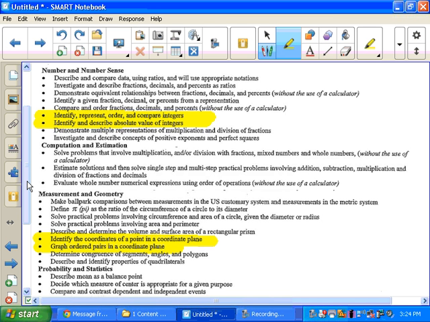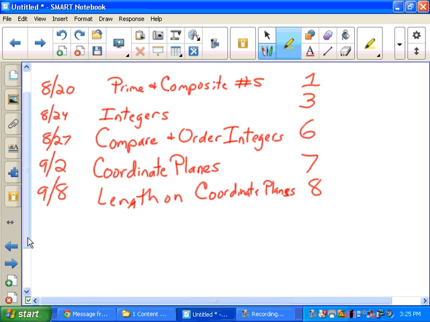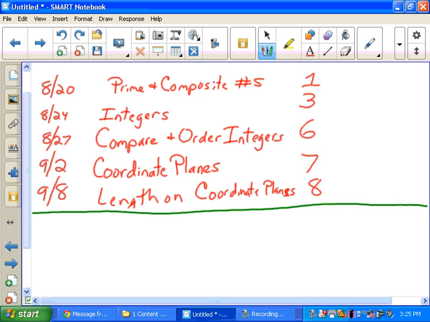When you are done highlighting those 4 topics, we're going to turn to the table of contents and start our next unit. In your table of contents, you already have several things filled in. Those were all from our first unit. So draw a line across there. And our next topic on 9-11 is ratios.